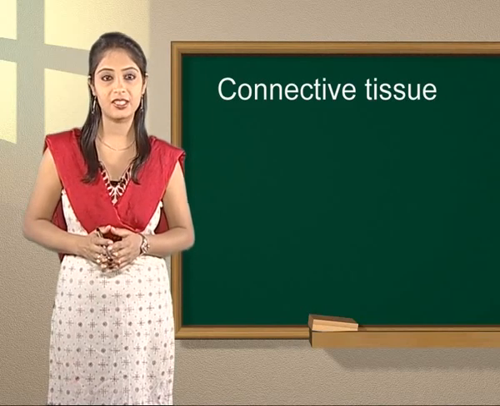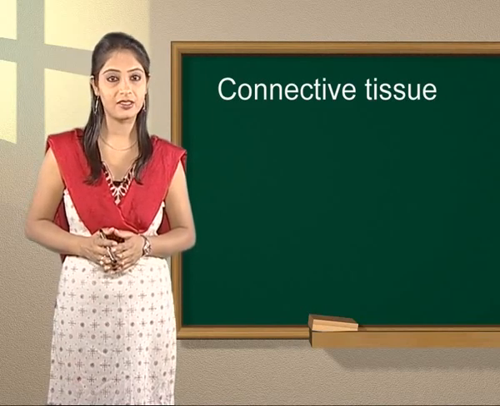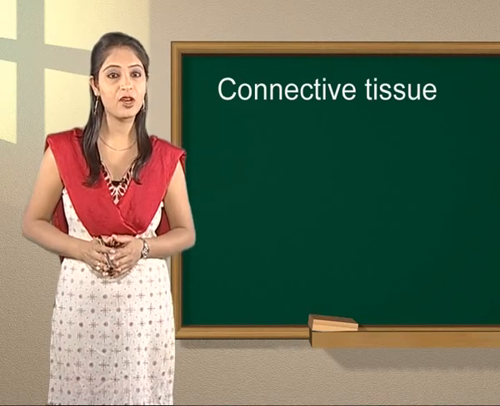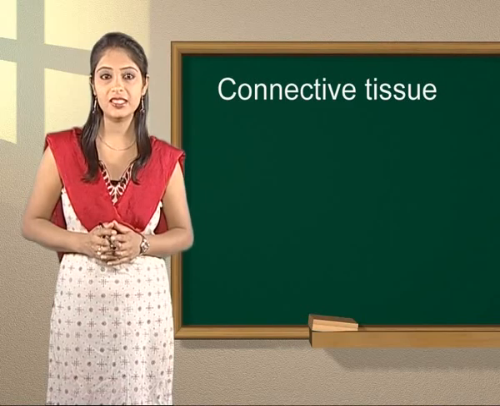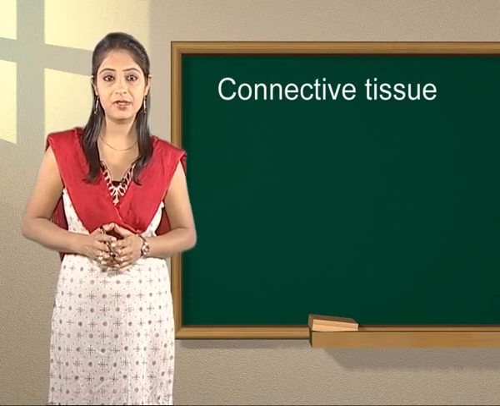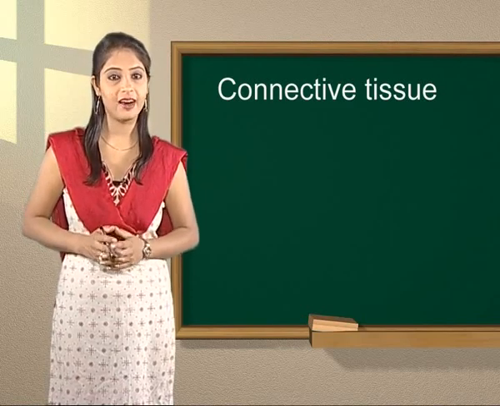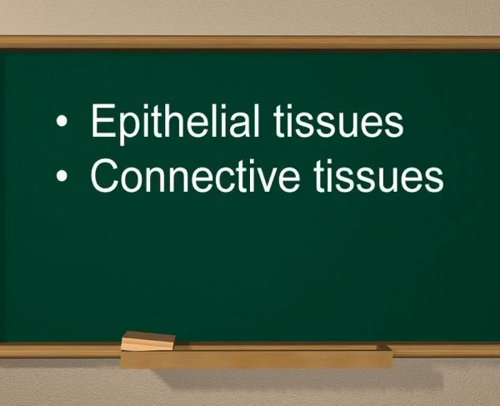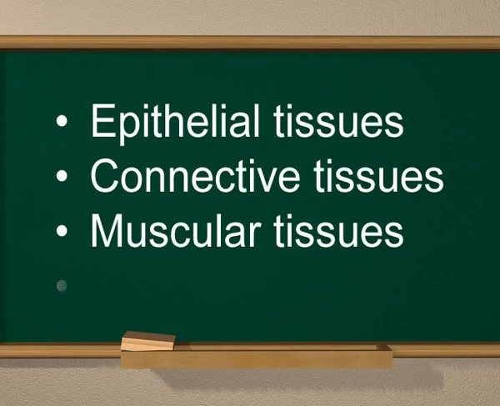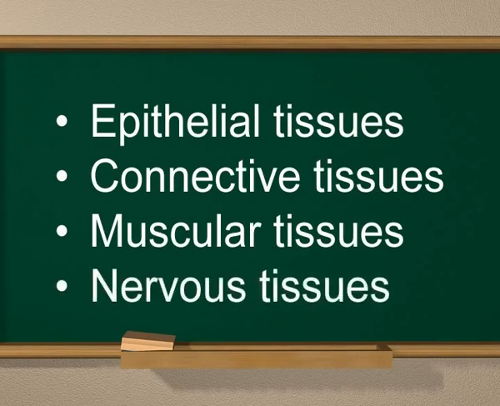Here are some questions. Question. Name the 4 types of animal tissues. Answer. In animals, there are 4 basic types of tissues. These are epithelial tissues, connective tissues, muscular tissues, and nervous tissues.